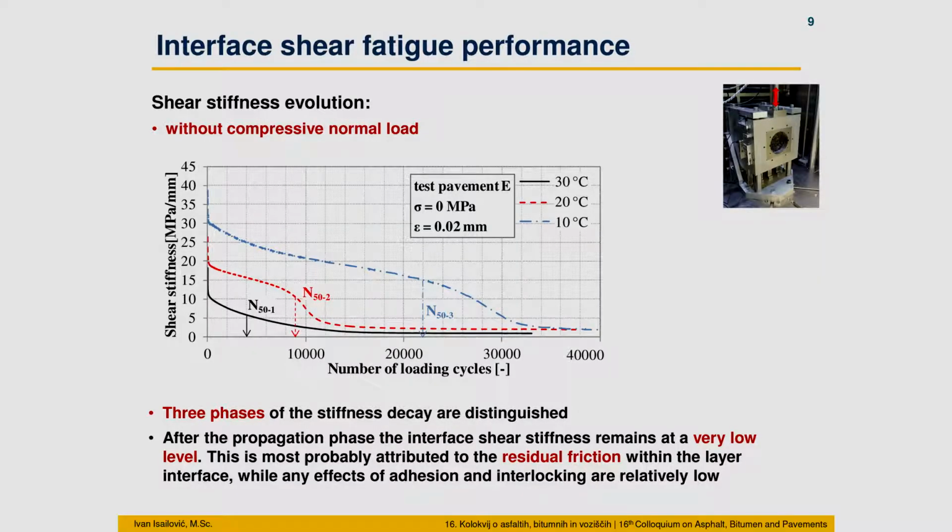Here in the figure, you can see 3 tests at different temperatures with 0 megapascal of compressive normal load and the development of shear stiffness over the number of loading cycles. As a consequence of fatigue effects, you can see 3 phases of the stiffness decay in the test. The first phase, the rapid decrease of the stiffness, then you have a quasi-stationary phase, and then you have a propagation phase. But you can also see that the shear stiffness remains at a really low level. That means it doesn't approach 0. This is most probably attributed to the residual friction within the layer interface, while any other effects from adhesion and interlocking are relatively low.